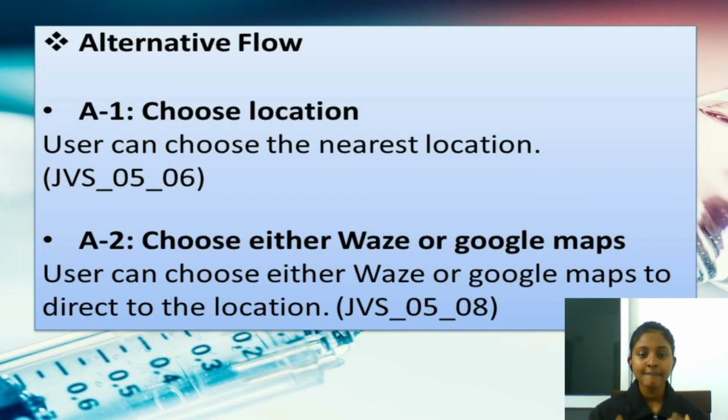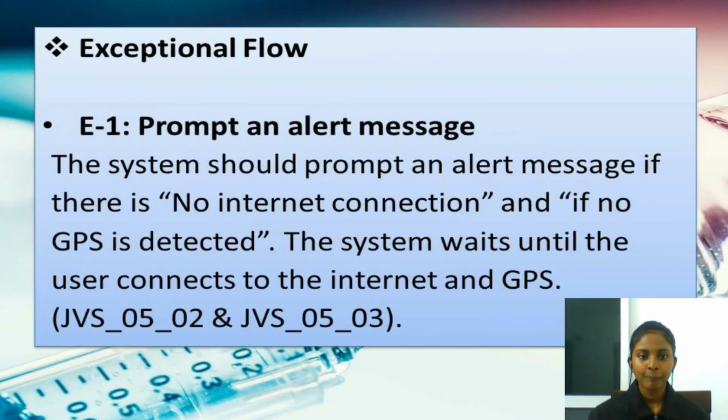Alternative flow. Firstly, user can choose a location which is the nearest vaccination location based on the address that they put, and user can choose either Waze or Google Maps. Exceptional flow. Prompt an alert message. The system should prompt an alert message if there is no internet connection and if no GPS is detected. The system waits until the user connects to the internet and GPS, which is why if there is no internet connection and GPS, the user might not be able to access the function of this system.